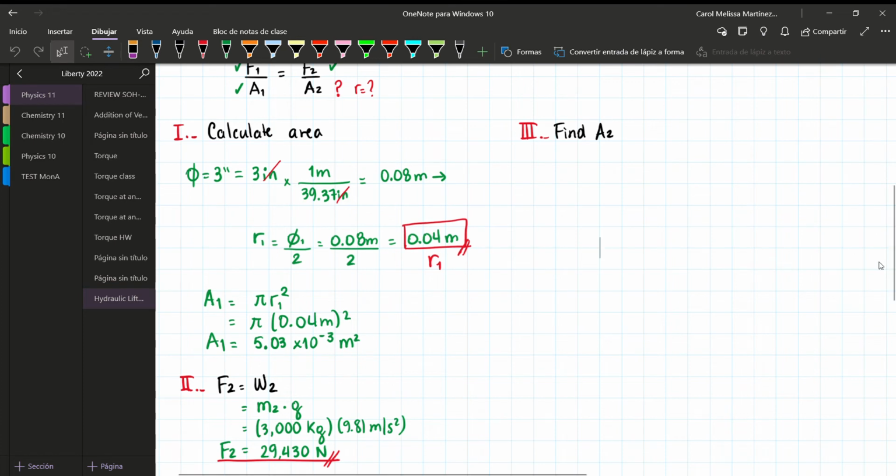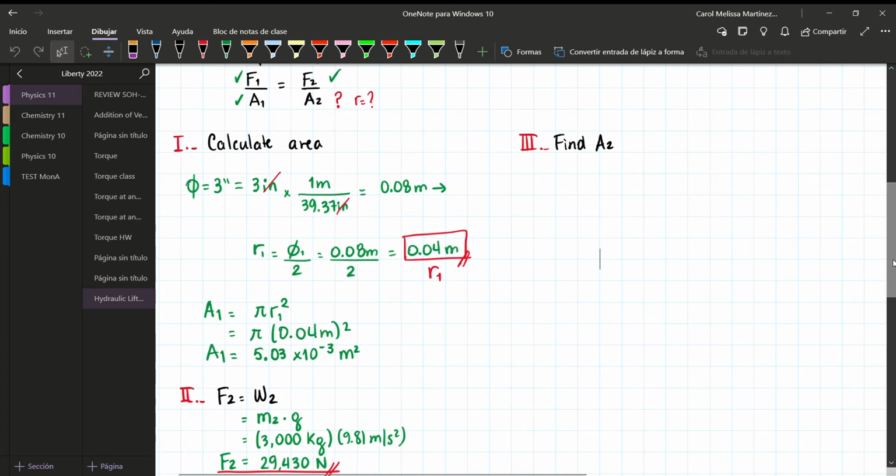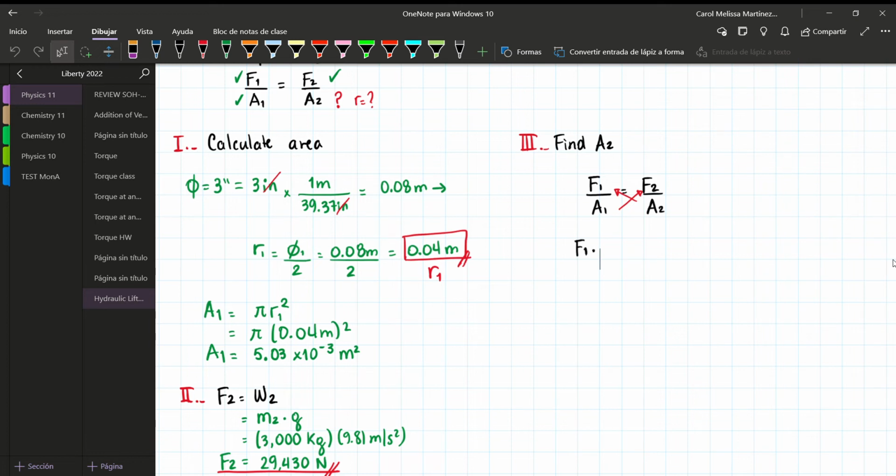So if I take my Pascal's principle, okay, I have this formula: force 1 divided by area 1 equals force 2 divided by area 2. So I need to isolate area 2. So what I'm gonna do is I will cross multiply, okay, to isolate. So this cross multiplication is gonna give me force 1 times area 2 equals force 2 times area 1.